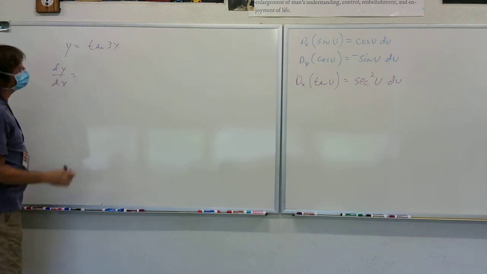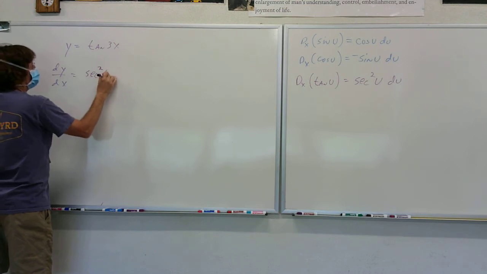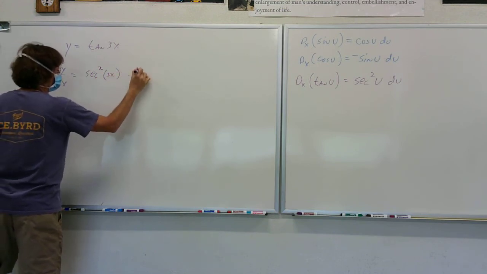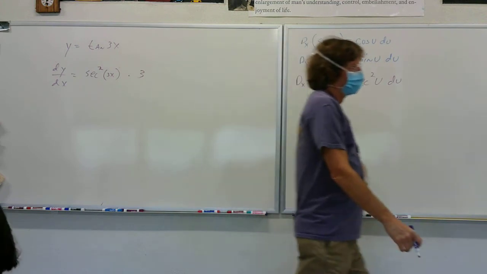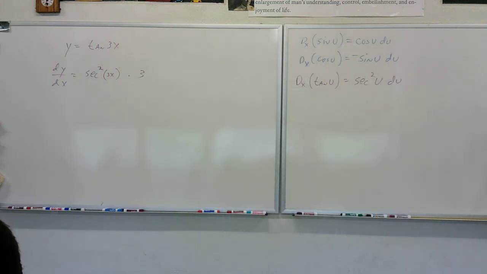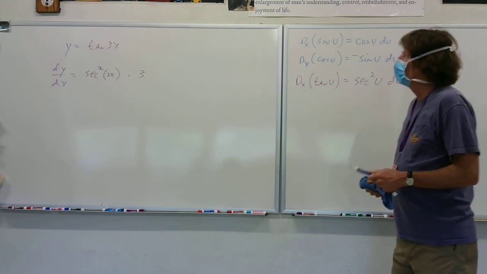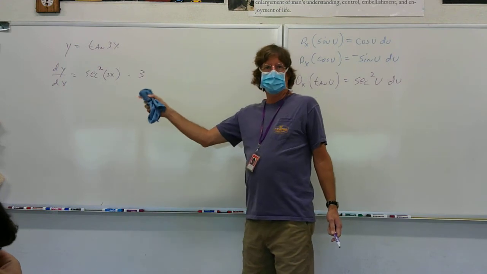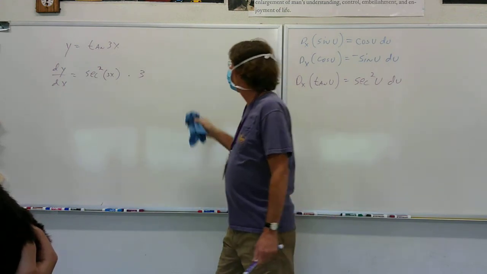Okay, all right, secant squared 3x. And then I take the derivative of 3x and I put a what out there? 3. Everybody happy with that? Good.